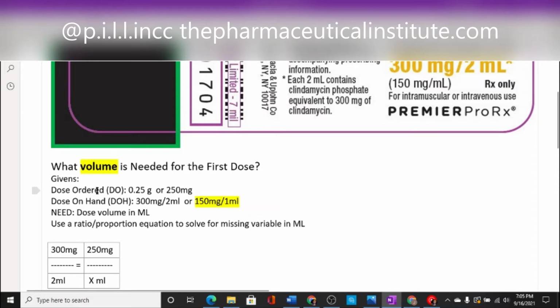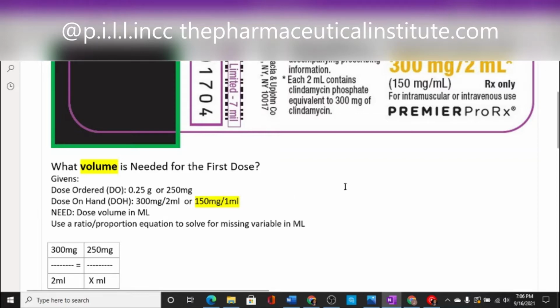Back to our dose ordered, 0.25 grams. But our dose on hand is in milligrams. So we need to convert that grams into milligrams. I have it listed here already, pre-filled. But again, remember your conversions. When we're going from grams to milligrams, we have to multiply by 1,000. 0.25 grams multiplied by 1,000 yields 250 milligrams.